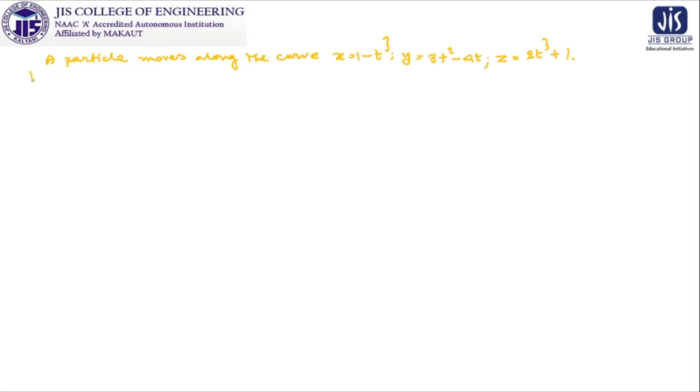Now it is asked to find out the velocity and acceleration at t equal to 3 in the direction of i minus 2j plus 3k.